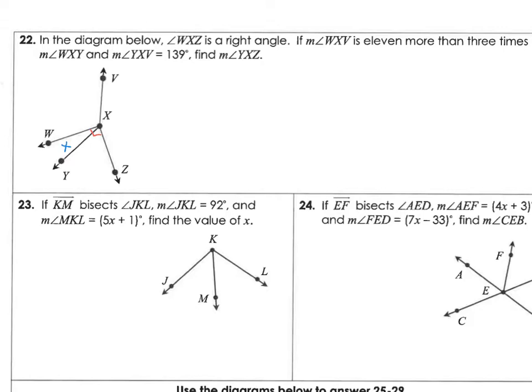That one said it's 11 more than 3 times. So 3 times X, 11 more. Okay? And they're saying that the whole thing, so this equals this, 139. How would I write that equation to solve for X?